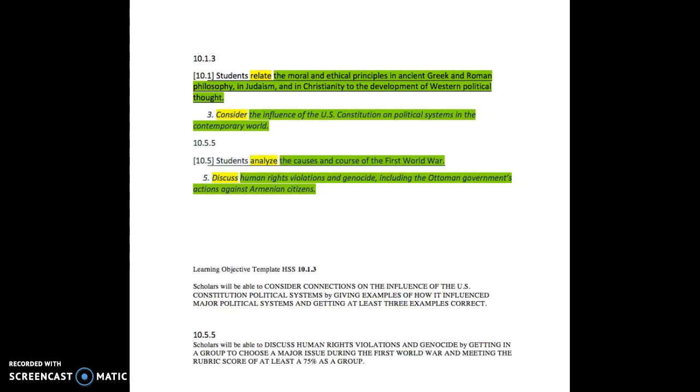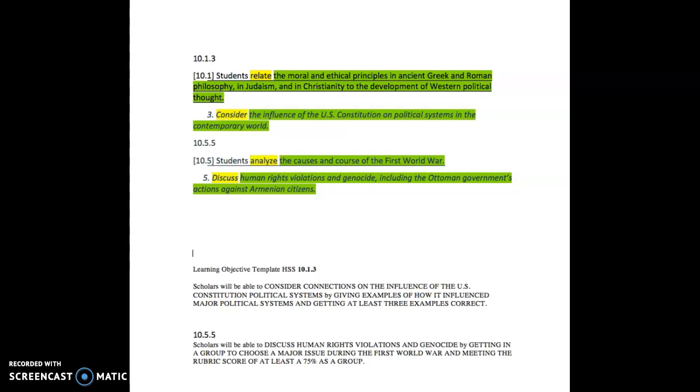So, first, I'll be discussing the standard for the 10th grade 1. Students relate to the moral and ethical principles in ancient Greek and Roman philosophy, in Judaism, and in Christianity to develop the Western political tradition. And for substandard 3, it would be consider the influence of the U.S. Constitution on political systems in the contemporary world.